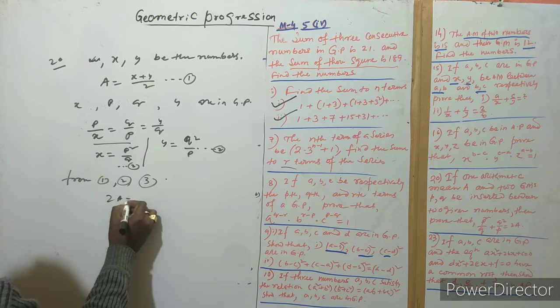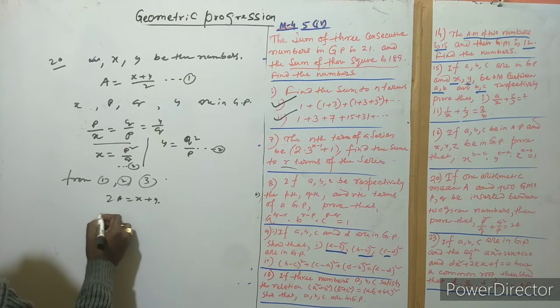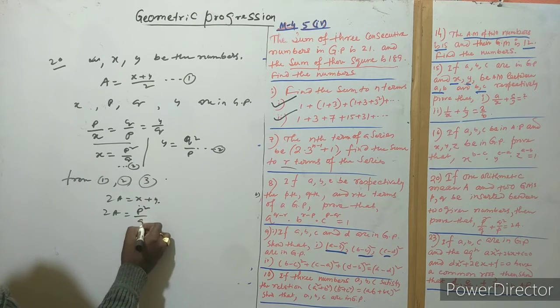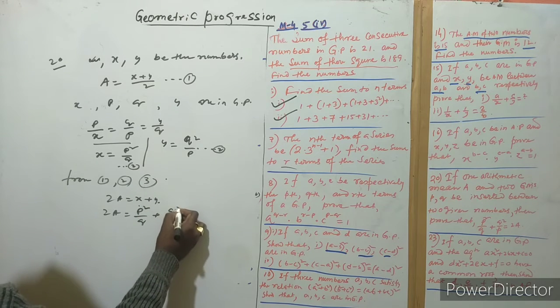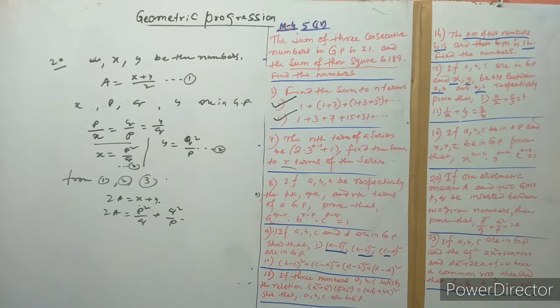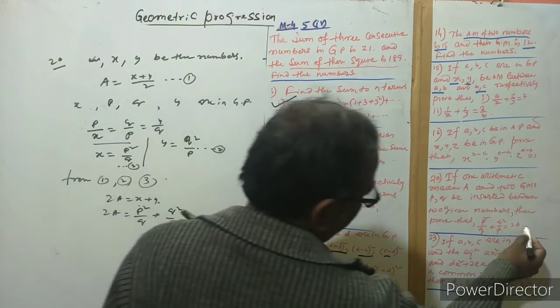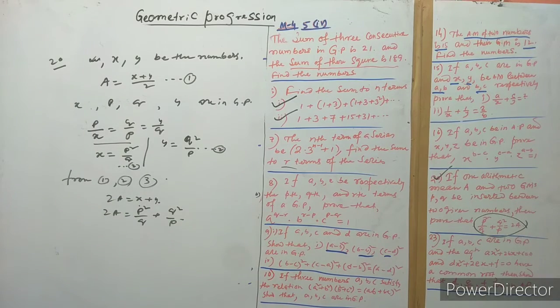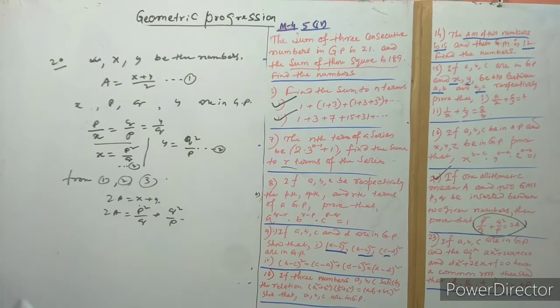So twice A is equal to x plus y. Twice A is equal to, in place of x we can write P square by Q, and in place of y, Q square by P. So this is your proof here. And now this is the last question today, the 23rd. The 23rd is a very interesting question.